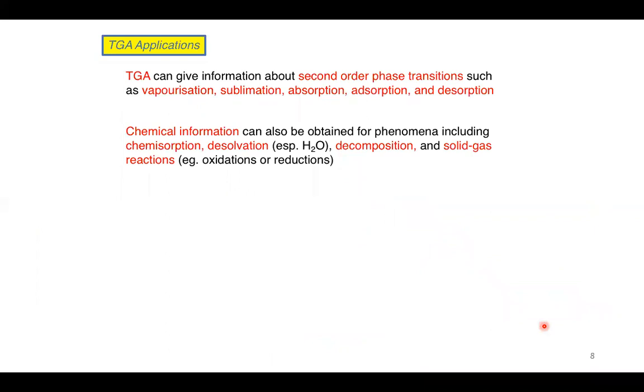So TGA can give information about second order phase transitions such as vaporization, sublimation, absorption, adsorption, and desorption. Chemical information can also be obtained for phenomena including chemisorption, desolvation, such as for water, decomposition, and solid gas reactions. So these are oxidations or the reduction. So the solid gas one is the carbon reacting with the oxygen to form the CO2.